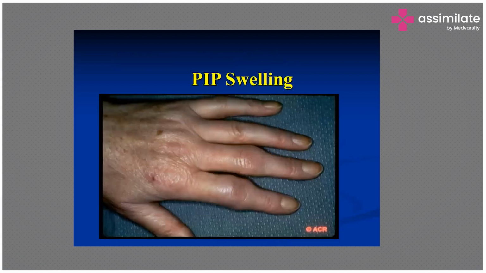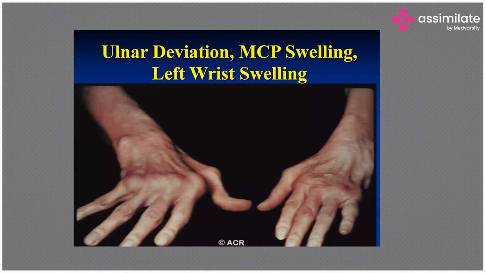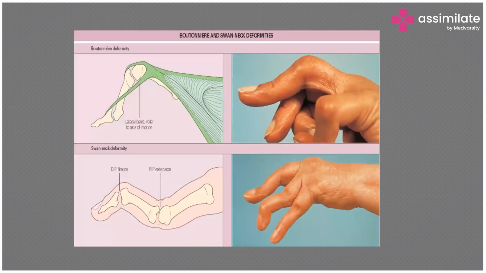So here you can see the PIP swelling. This is the proximal interphalangeal joint. Okay, you can clearly see the patient can be presented to you with such kinds of swellings. Typical characteristic. You can see here in the other diagram there is a metacarpophalangeal swelling. Left wrist swelling is also there, and there is an ulnar deviation. These are the features, you need to see the deformity part.